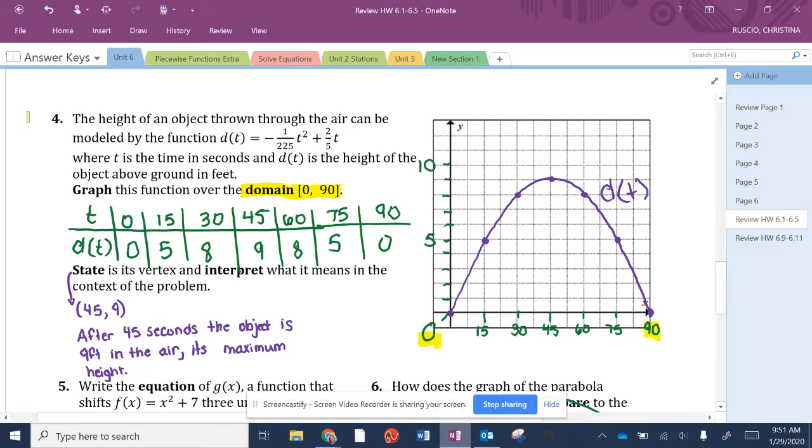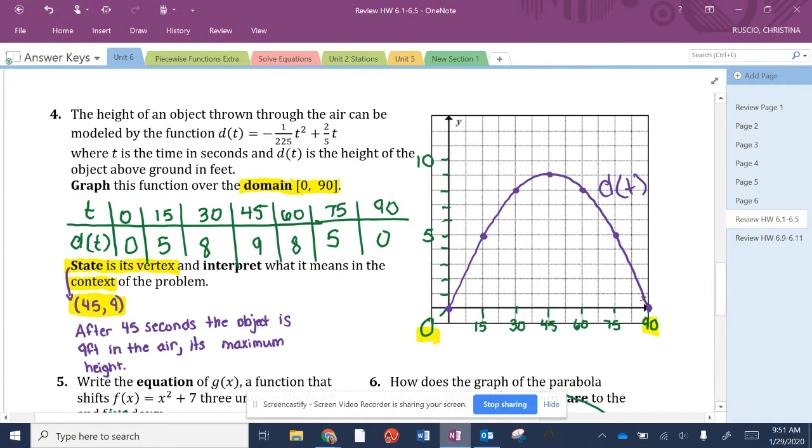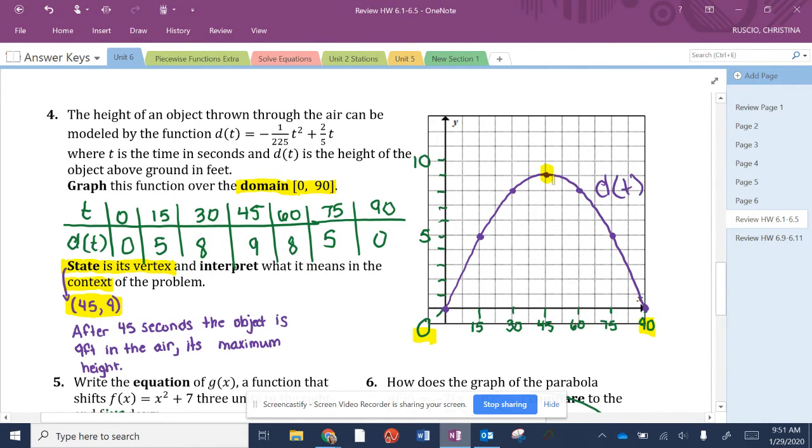This is what we need to talk about here down below. State its vertex. So notice how I wrote it, (45, 9). And then I had to interpret what it means in the context of the question. So I wrote, the vertex is this point here, right up top, it's the maximum. And then in context it means after 45 seconds, the object is 9 feet in the air. It's at its maximum height.